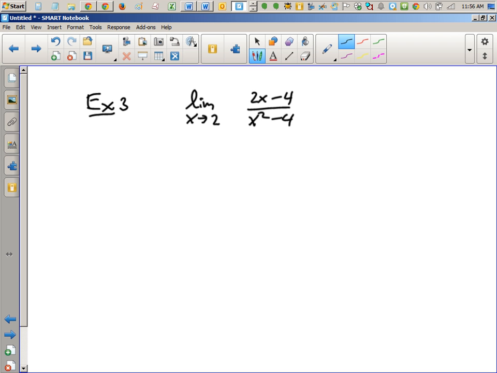Okay, so I said that the first thing we would always try is plugging it in. So let's try plugging it in. What happens? 2 times 2 minus 4 over 2 squared minus 4. What do you get on top? 0. What do you get on the bottom? 0. What is 0 over 0? Indeterminate. It means we don't know what it is.